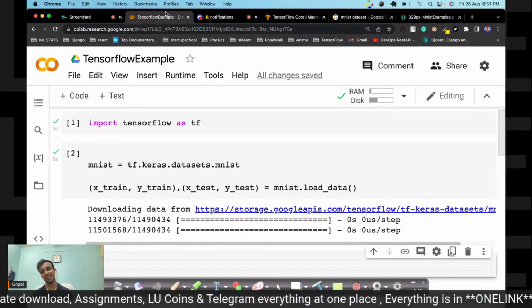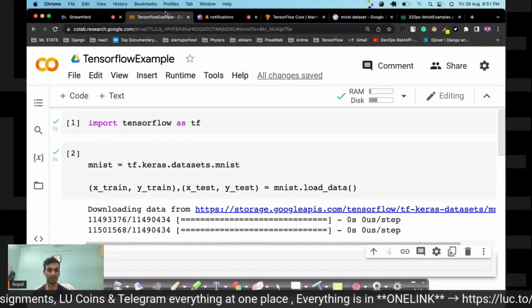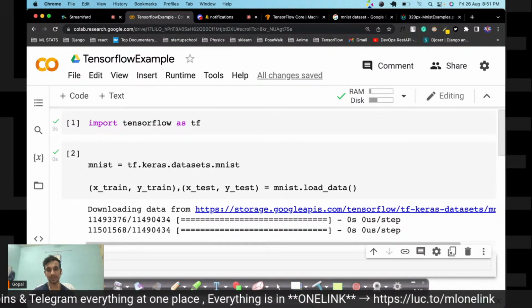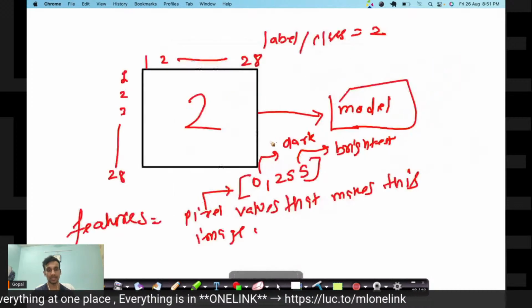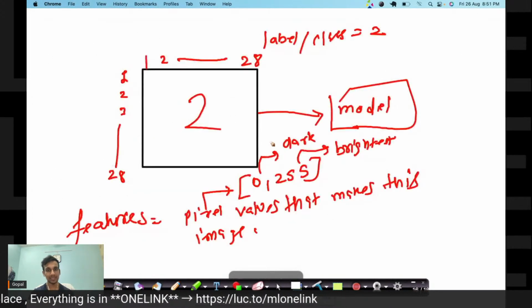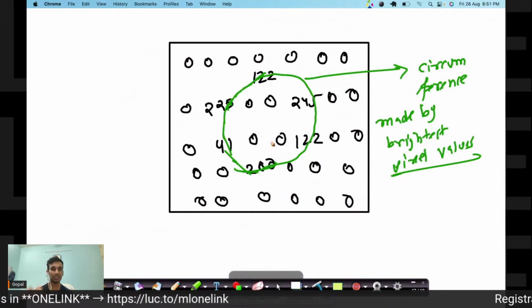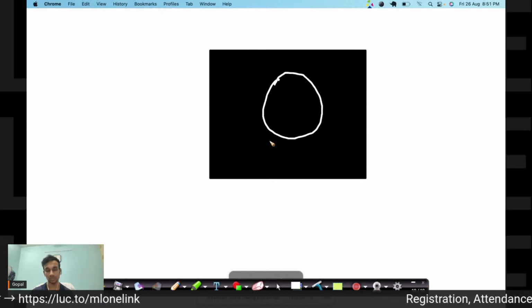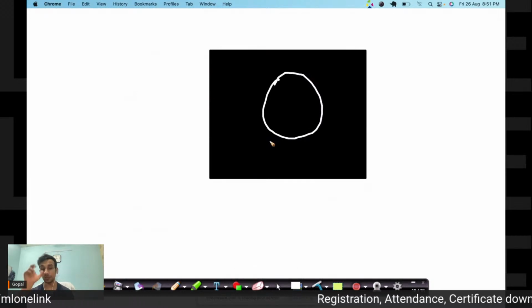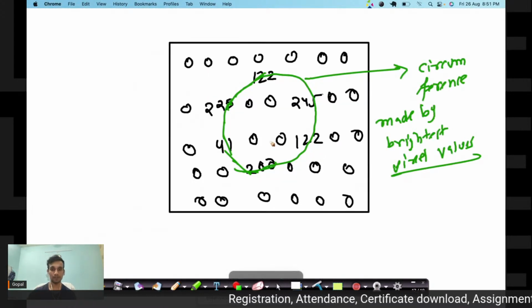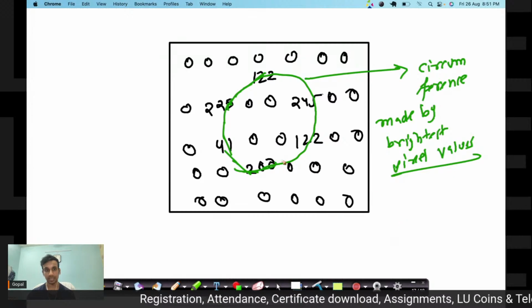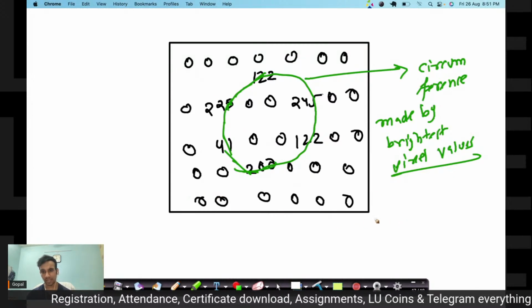We have got a constraint here, but I can actually explain. In this case, what is happening? Let us say we need to project this zero. Let's say this is your zero. In order to visualize this zero in the format of pixel values, how many values do you see here?